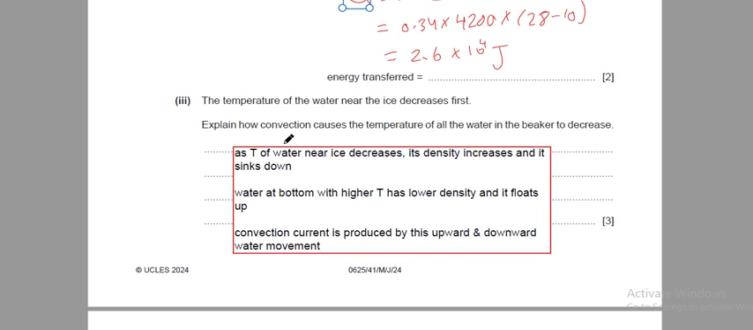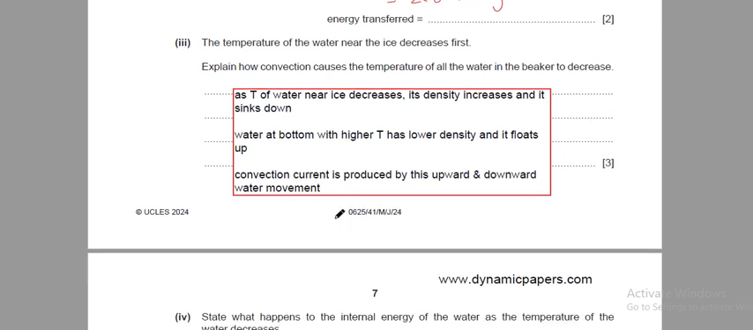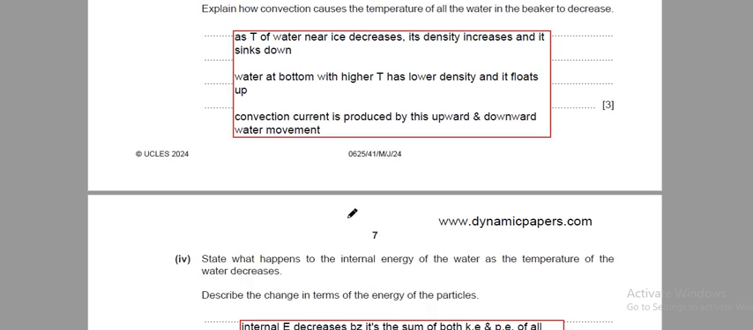First, explain how convection causes the temperature of water in the beaker to decrease. So as the temperature of water near ice decreases, its density increases and it sinks down. Water at the bottom of the beaker with higher temperature has lower density and it floats up. A convection current is produced by the upward and downward movement.